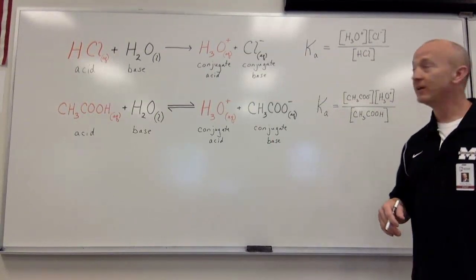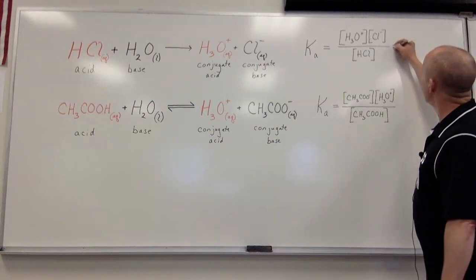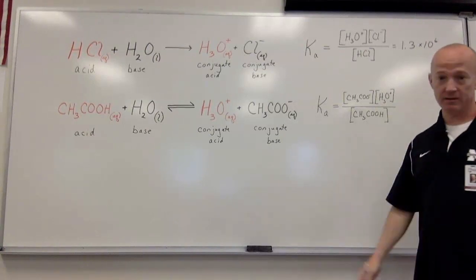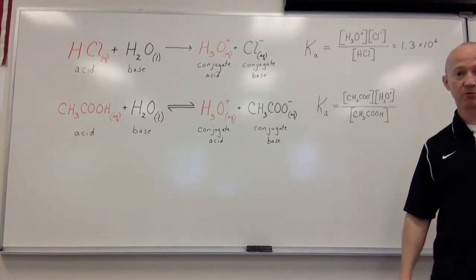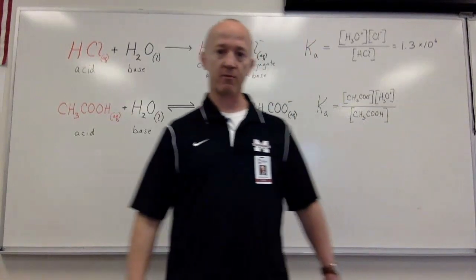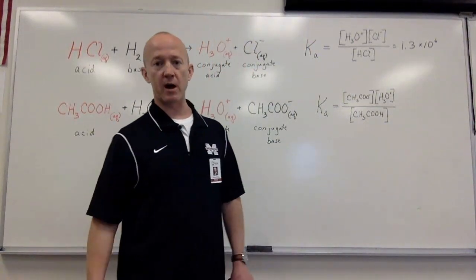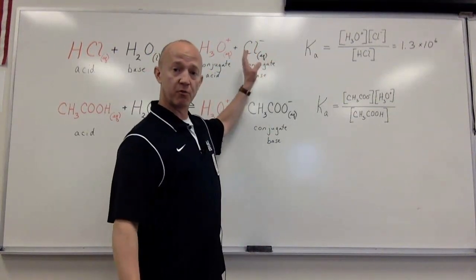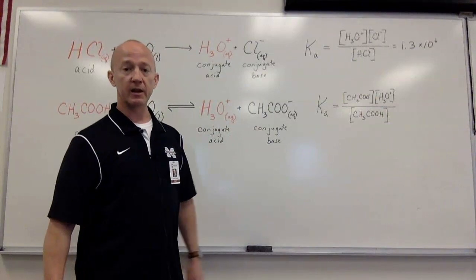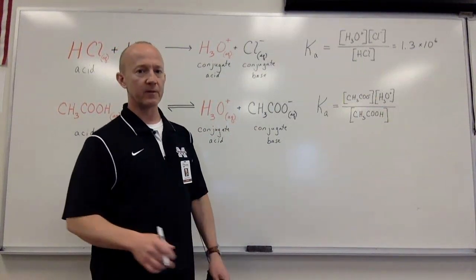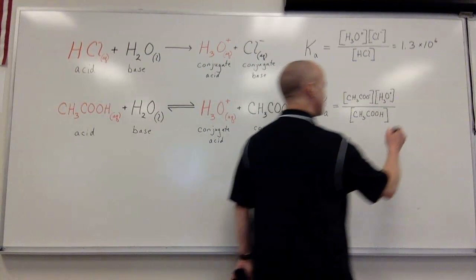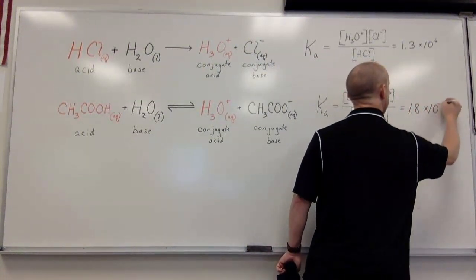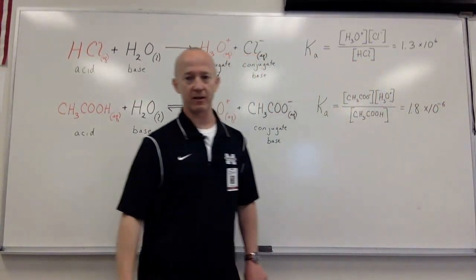The Ka value of HCl is 1.3 million. Wow, 1.3 million. In other words, we have way more products than we do reactants. That means that this thing pretty much totally ionizes to form the products of hydronium and chloride ions. Meanwhile, the Ka of acetic acid is 1.8 times 10 to the negative fifth.